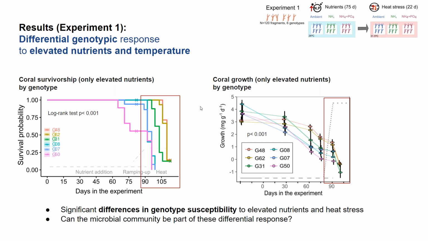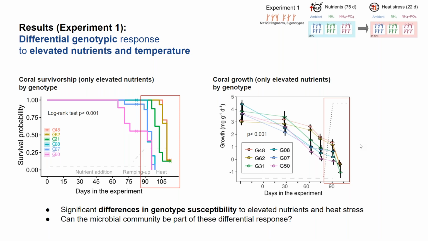And those patterns are similar in terms of the growth reduction. Some coral genotypes were able to maintain higher growth rates when they were exposed to elevated nutrients and heat stress. That is really interesting because it tells us that we could use some of these more resistant genotypes to restore reefs that could be exposed to elevated nutrients. But we also wanted to understand where this resilience is coming from?